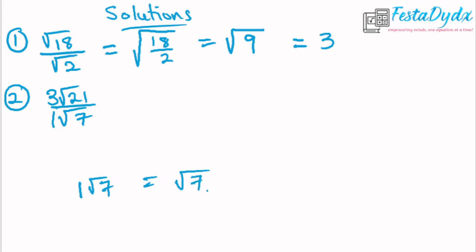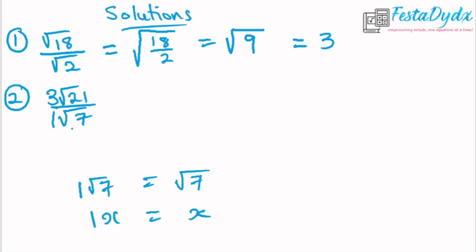Yeah, that means root 7 appeared only once, and instead of writing 1 root 7, we can just write root 7 because 1 is actually invisible. It's more like saying 1x is equal to x. In algebra, we don't write 1s, you just write x. So it also applies to surds. Instead of writing 1√7, you just write √7.